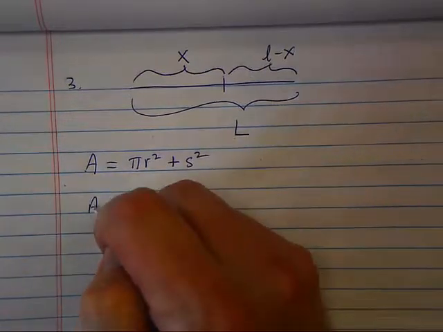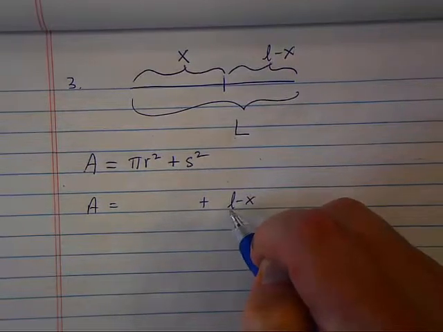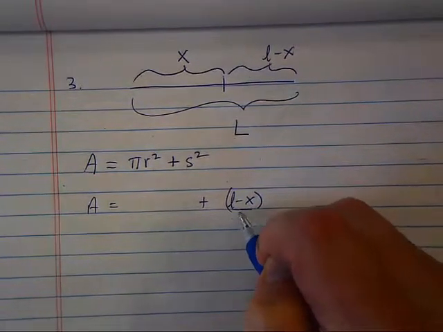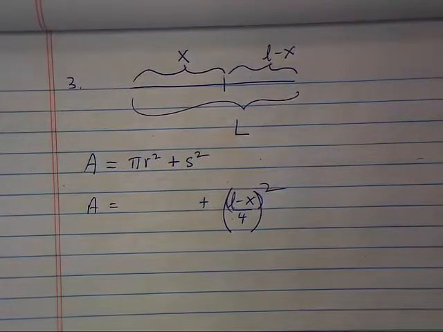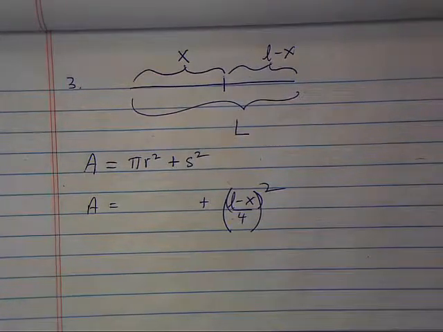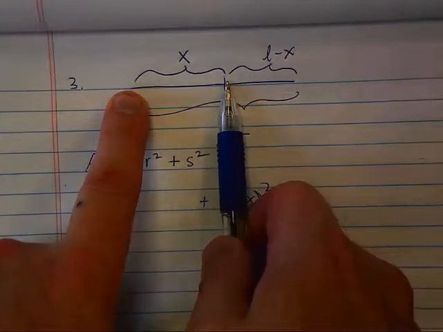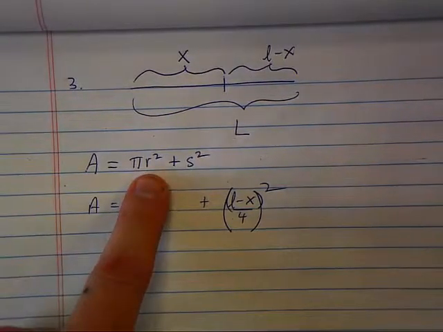Okay, so area is going to be something plus L minus X over 4, all squared, correct? The length of one side, I've got to bend it into 4 equal lengths, basically. So the area will be L minus X over 4 squared. All right, this one's the harder one, I think. Now I have a wire of length X, and I want to bend it to make a circle. How big does my radius have to be?